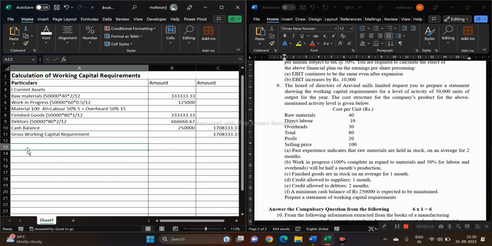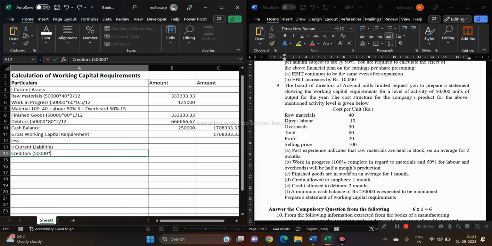Next, we should calculate current liabilities. That should be deducted here, so I'll write less. Under your total gross working capital, we need to deduct the current liabilities. Under current liabilities, the only information available is creditors. How many units are you manufacturing? 50,000 units.